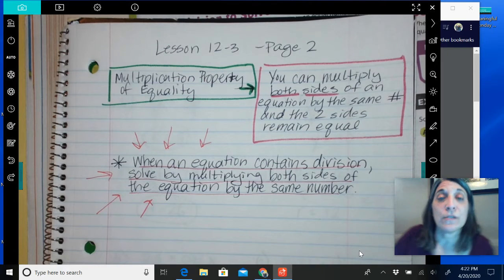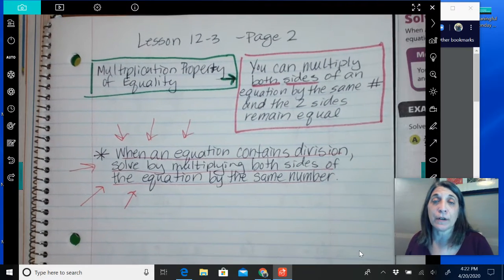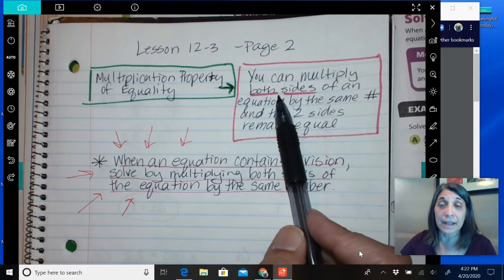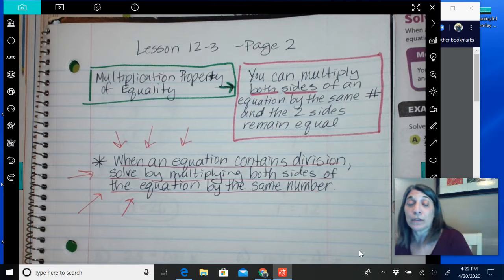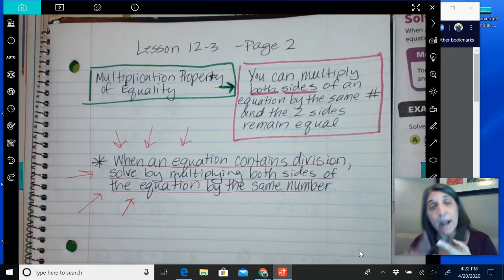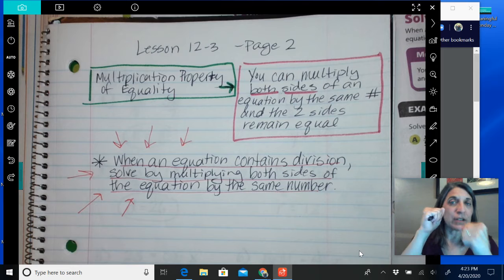Okay, welcome back. So we are going to finish up the new material for today. Part of lesson 2, the second part of lesson 3 is the multiplication property of equality. And so what that says is you can multiply both sides of an equation by the same number and the two sides remain equal. So remember each one of these, the addition property of equality, subtraction property of equality, division property of equality, multiplication property of equality are all saying that basically whatever you do to one side of the equation, you have to do to the other to keep them balanced.